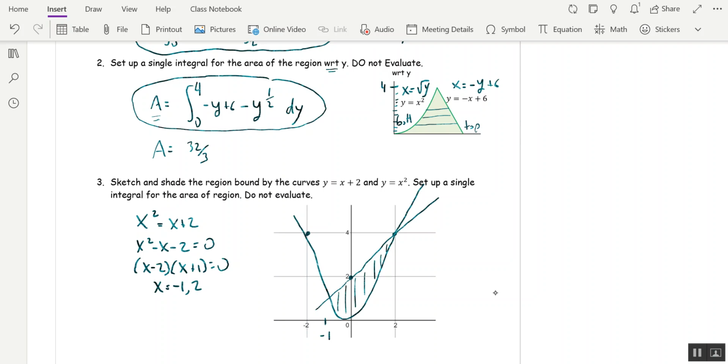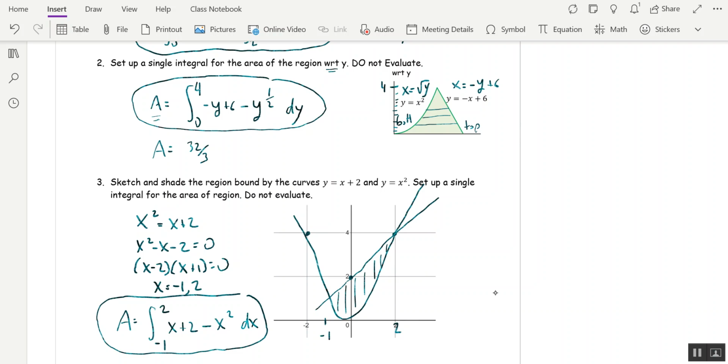And the integral would be: I'm going to go from negative 1 to 2, integrating with respect to x, top minus bottom. The top curve is x plus 2. Subtract the bottom curve, which is x squared, dx. That's all I wanted to do, was the setup.